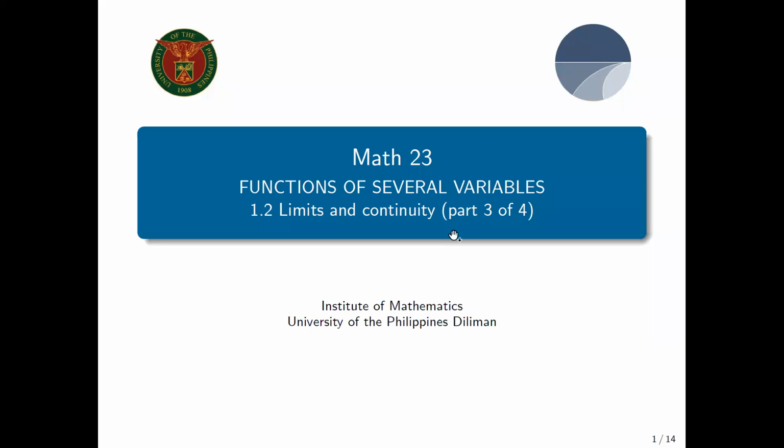This is part 3 of lecture 1.2 of Math 23, Limits and Continuity of Functions of Several Variables. In this video, we will learn the definition of continuity of a function of two variables, as well as the different types of discontinuities. You are expected to have finished viewing parts 1 and 2 before proceeding with this video.